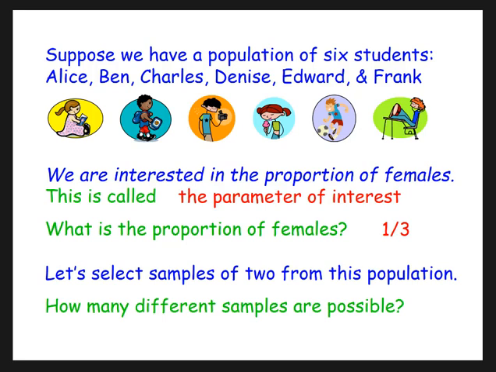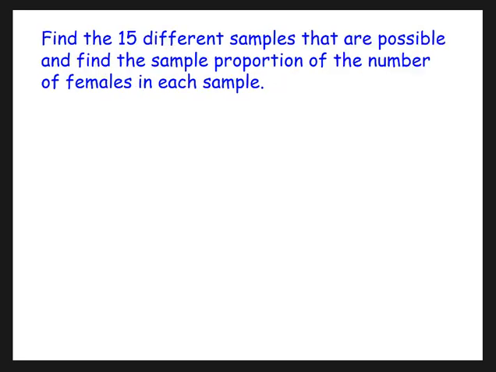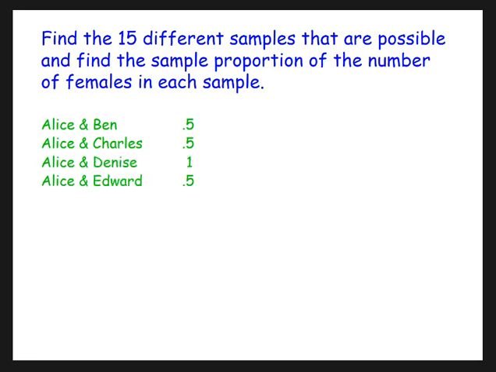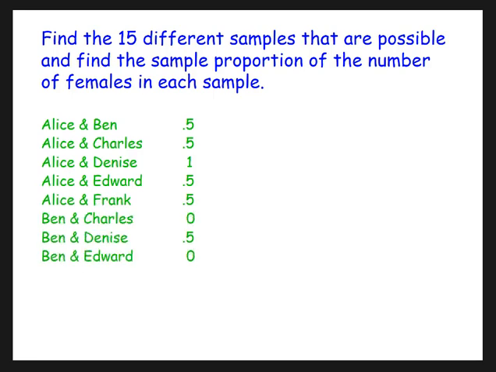Let's select samples of 2 from this population and see what we get. For samples of 2 from a population of 6, there are 15 possibilities. So Alice and Ben, well, that's 0.5, half of them are female. Alice and Charles, 0.5. Alice and Denise, it's 1.0, 100% of them are female. Going down through, we're going to have some that are both boys, so it's a 0 proportion. There are 0 females.